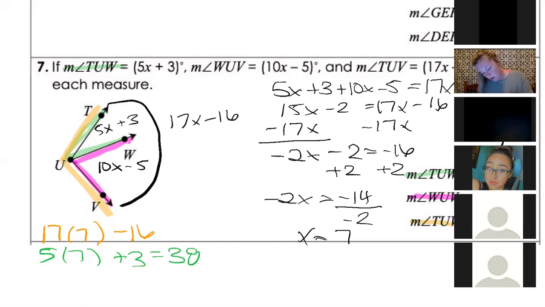And then we're going to go over to this pink. And we have 10 times 7 minus 5. So 10 times 7 minus 5 gives us 65. If I took that 38 and that 65 and I added them together, I would get 103 because we know that outside, when we add it with the inside, totals together. Okay?